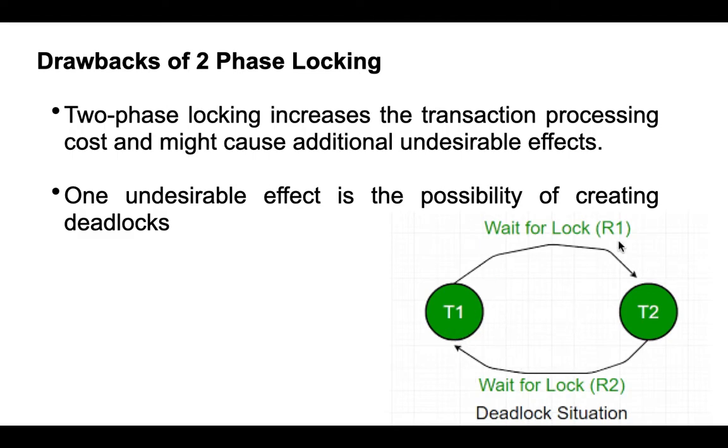So they are in a deadlock, and there are different mechanisms to overcome this, which you might have learned in operating systems. Actually, deadlock cannot be prevented by the two-phase locking protocol, but we can achieve serializability.